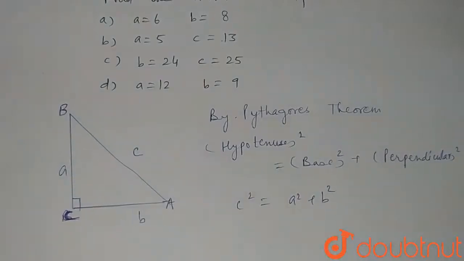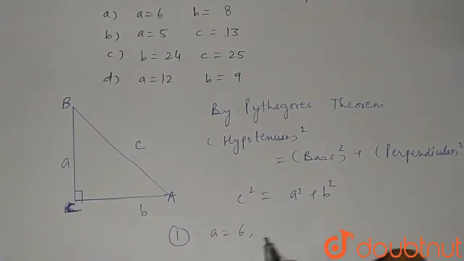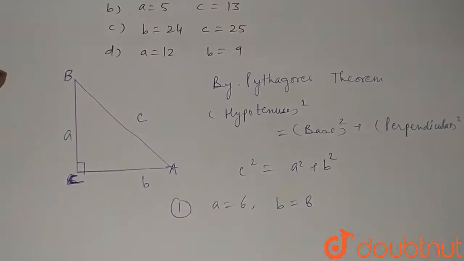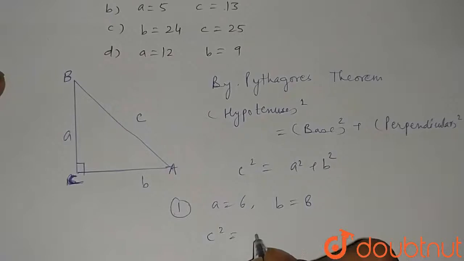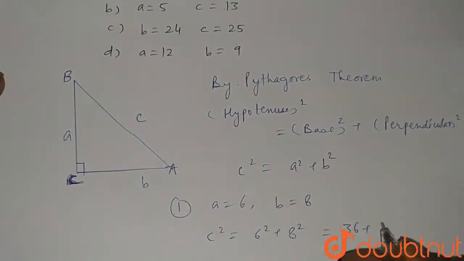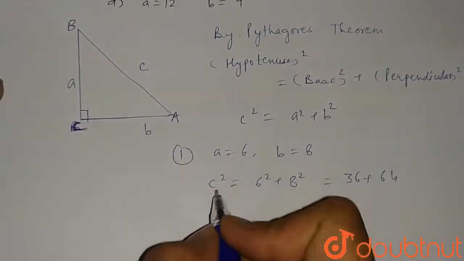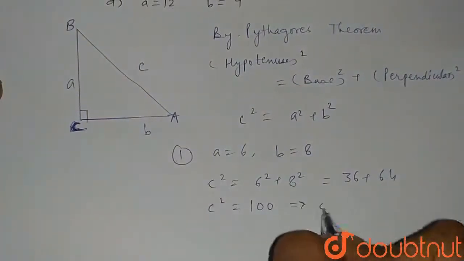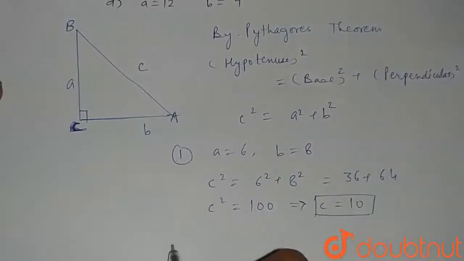So for the first case, we have A is equal to 6 and B is equal to 8. Plugging in the values of A and B in this equation, we get C square as 6 square plus 8 square, which is equal to 36 plus 64. So C square is 100. This implies that C is equal to 10. So for the first case, C is equal to 10.